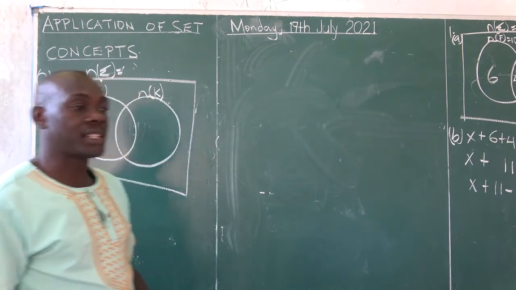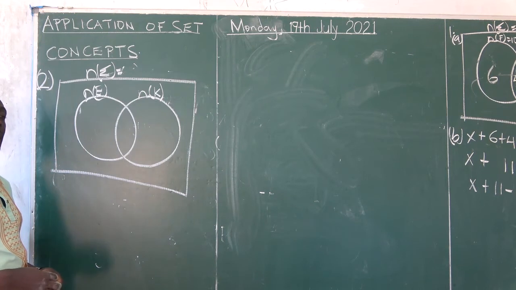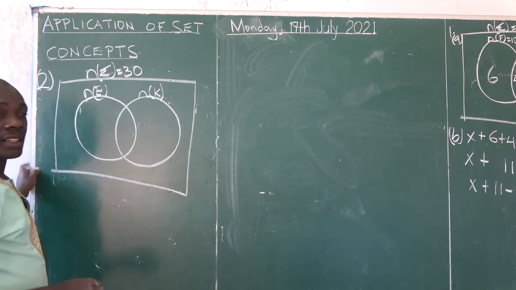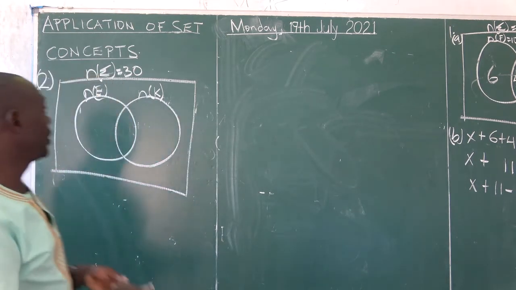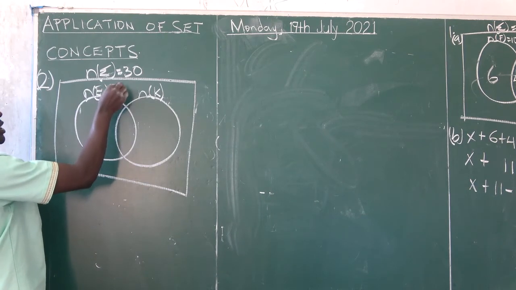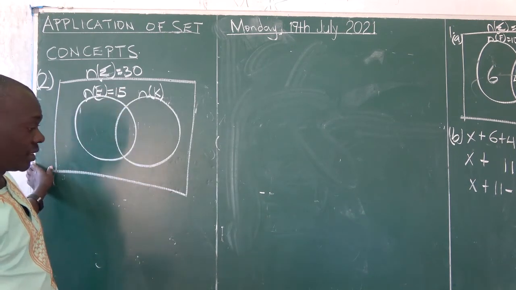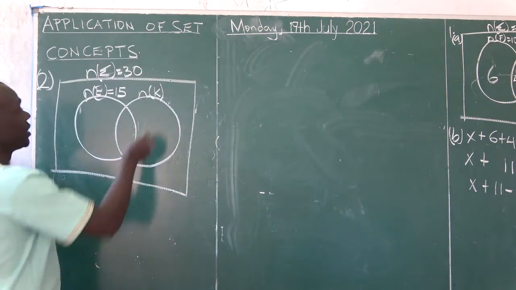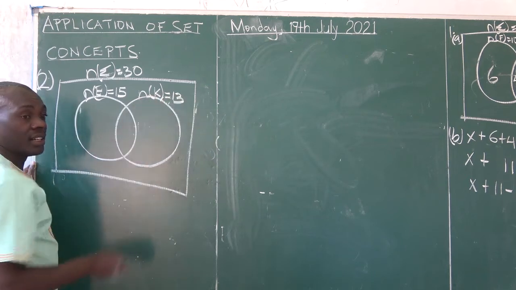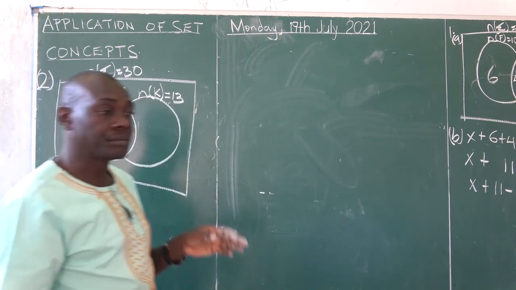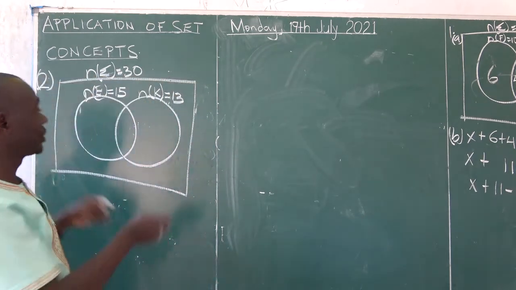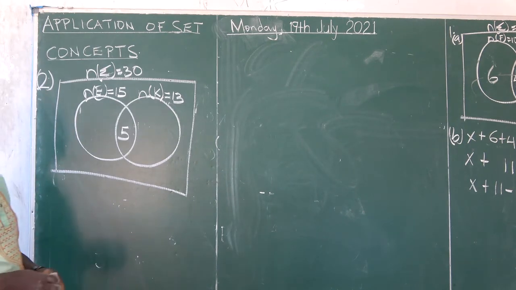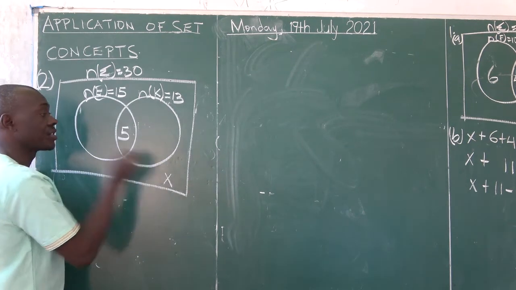And now you start filling in accurately. In a class of 30 pupils, that's the universal sector. Write 30 here. 15 speak English E. Right here, 15 who speak English E. Swahili speakers are 13. So right here, 13. And then they say 5 speak both. That's the intersection part. And X do not speak any of the 2. This time around, X is outside.